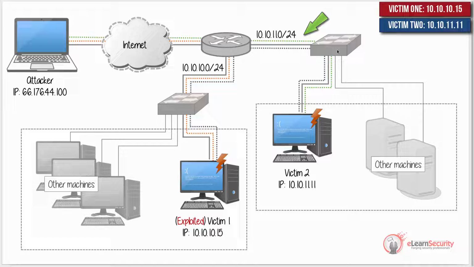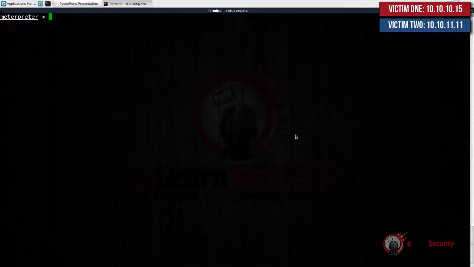The other scenario we will see is a bit different. We will suppose that the machines in the subnet 10.10.11.0 cannot communicate with the internet, but only with the machines within the subnet 10.10.10.0. Therefore, we will have to configure the pivoting attack in order to forward all the communication through the session on victim 1. Now that we know the scenario, let's start setting up the pivoting attack.